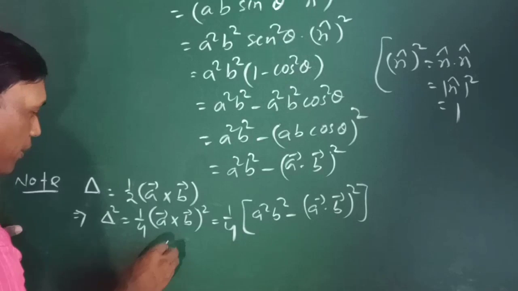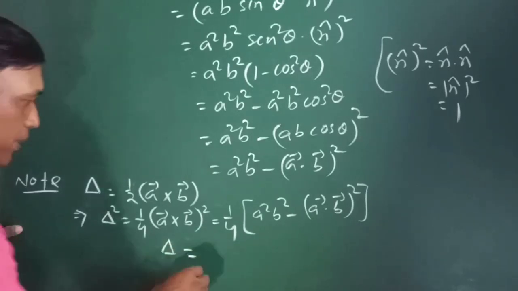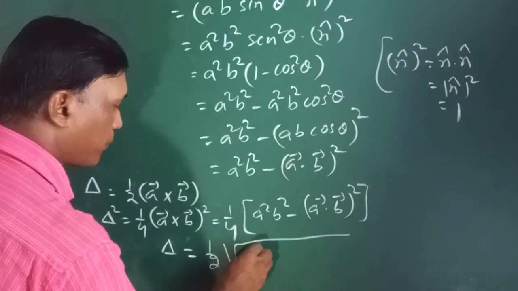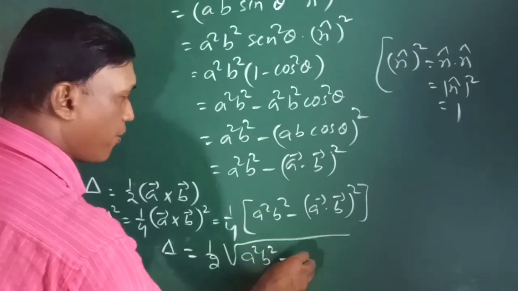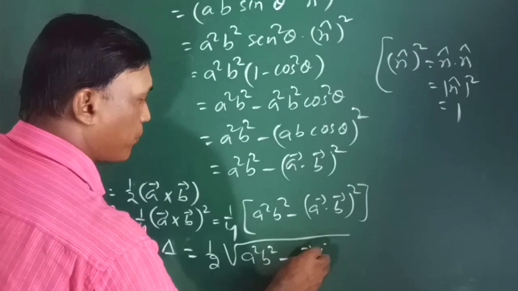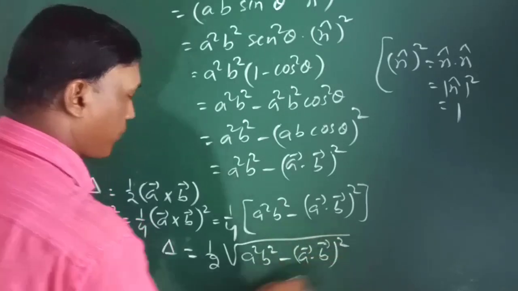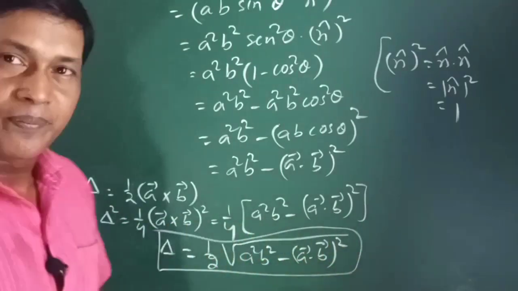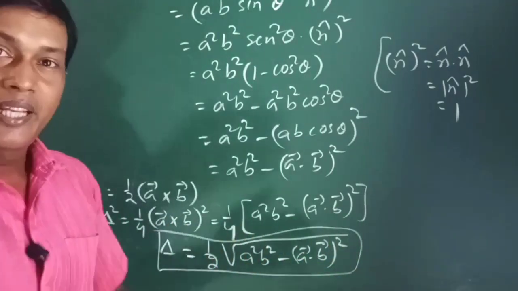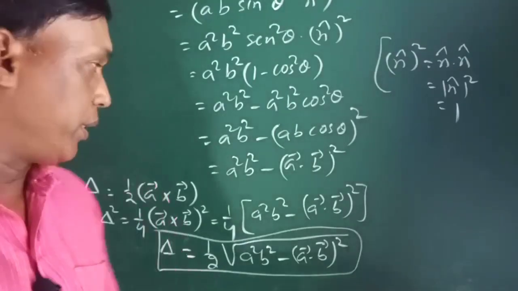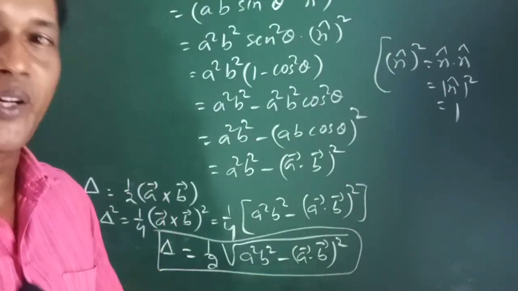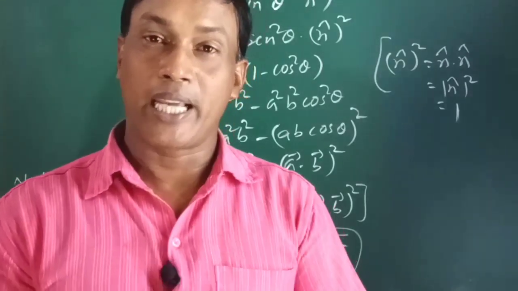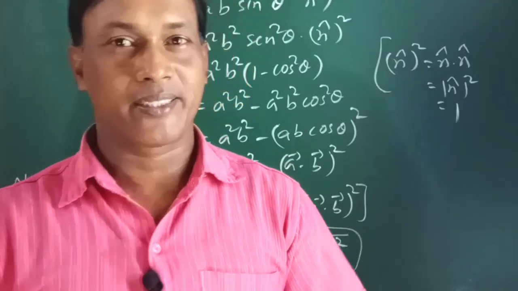Now the area of the triangle delta can be 1 by 2 into root over of A square B square minus square of A dot B. So this is also the area of triangle ABC. Now look here, the area of a triangle can be obtained with the help of a dot product also. That means the area of a triangle can be obtained with the help of a cross product as well as the dot product.